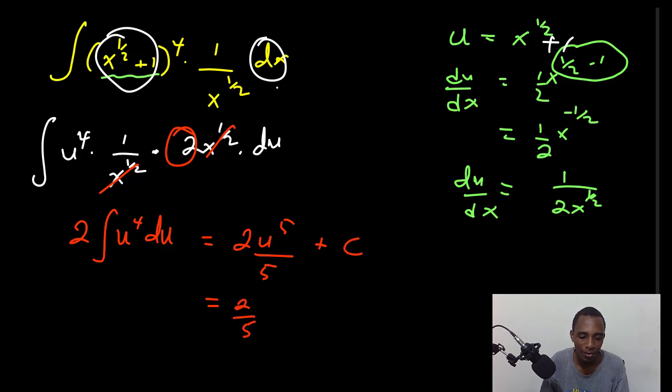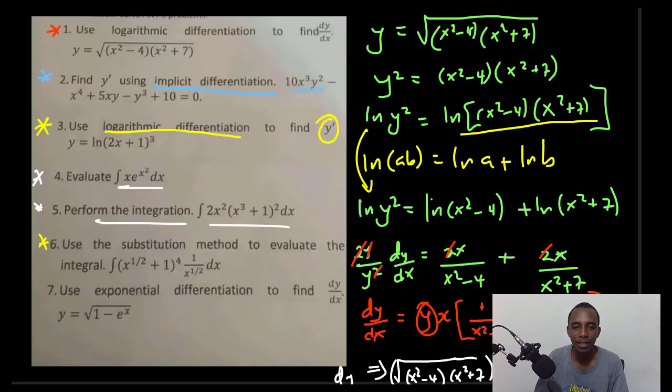So that's 2 over 5. Instead of u, I'll write x to the power 1/2, which is, by the way, root x, plus 1, to the power 5, plus a constant. Nice. Let's see the last problem here, number 7.